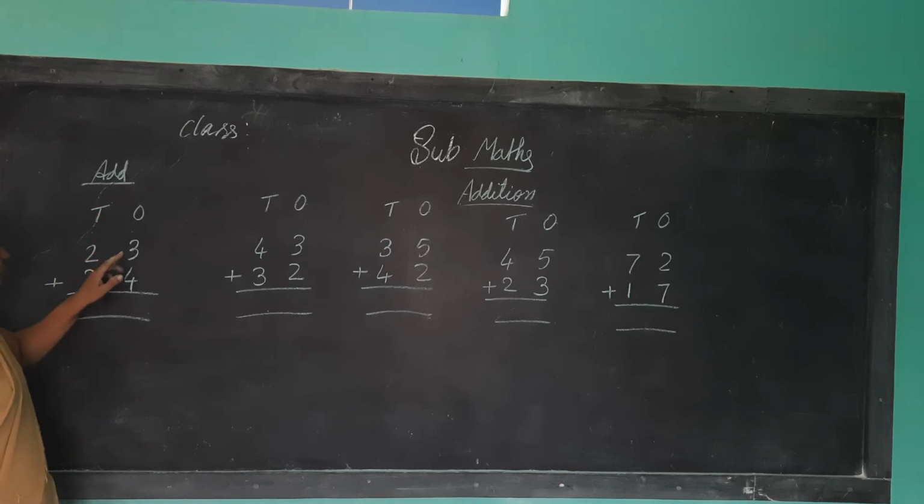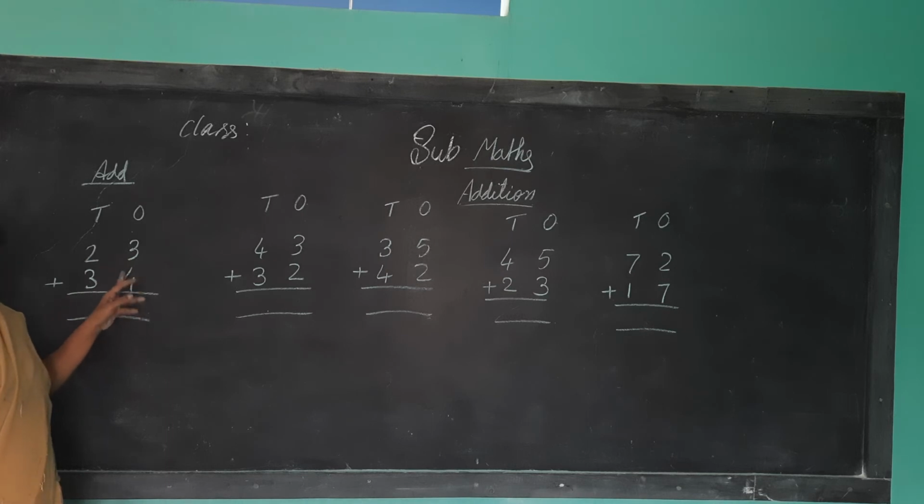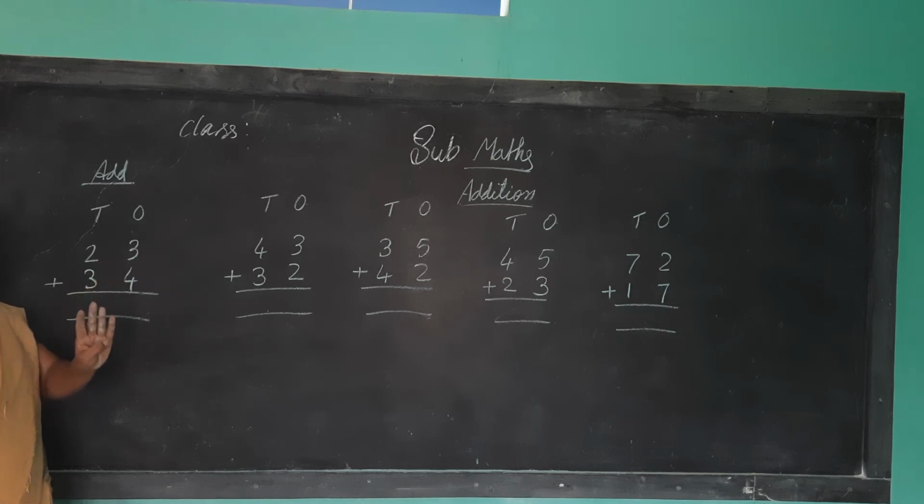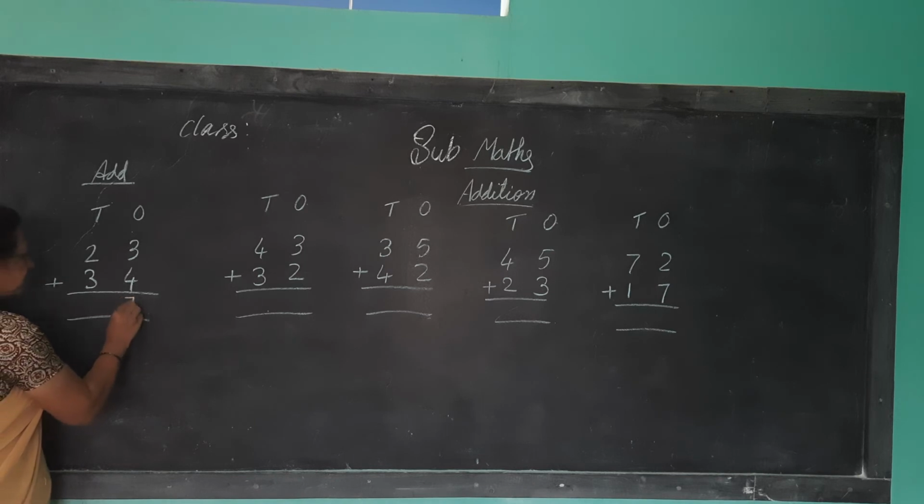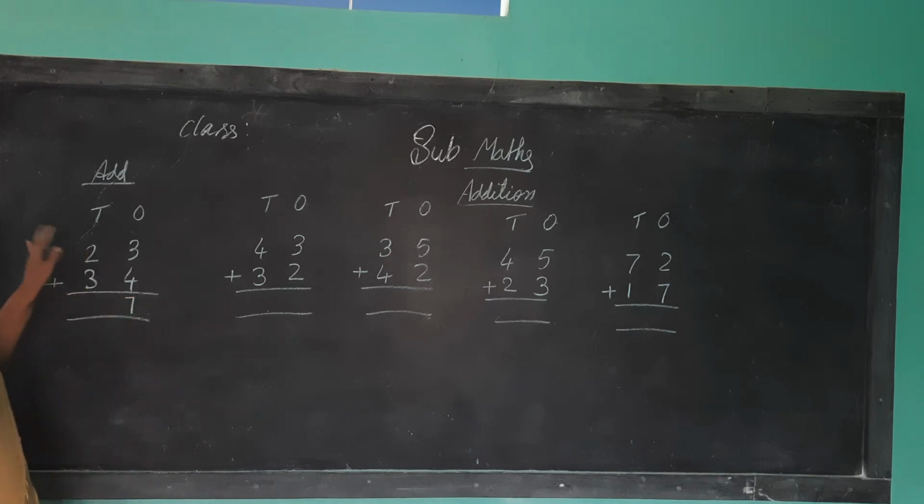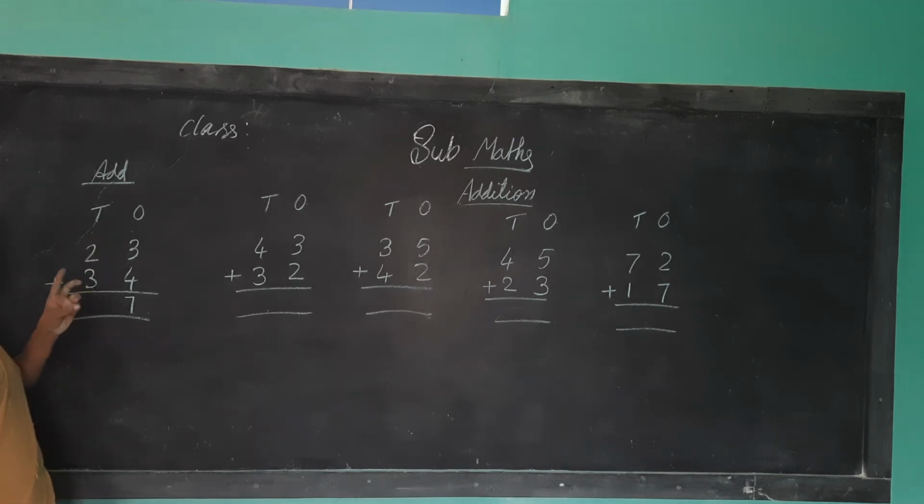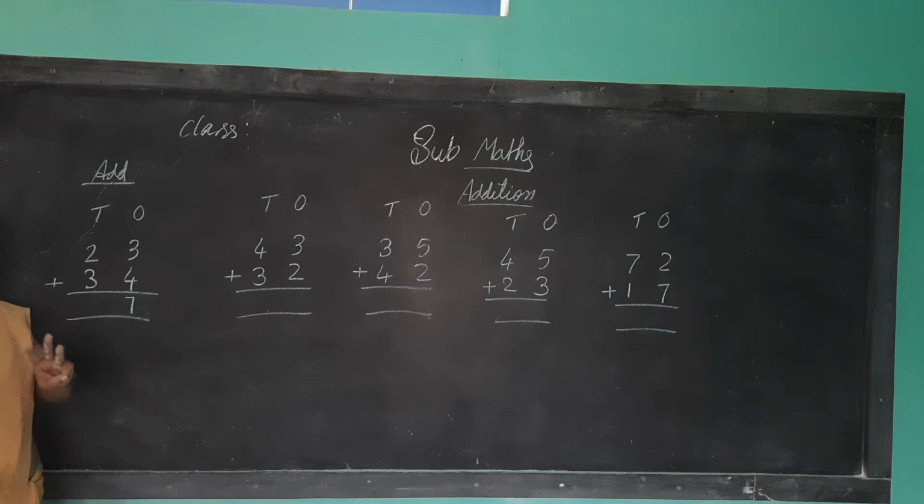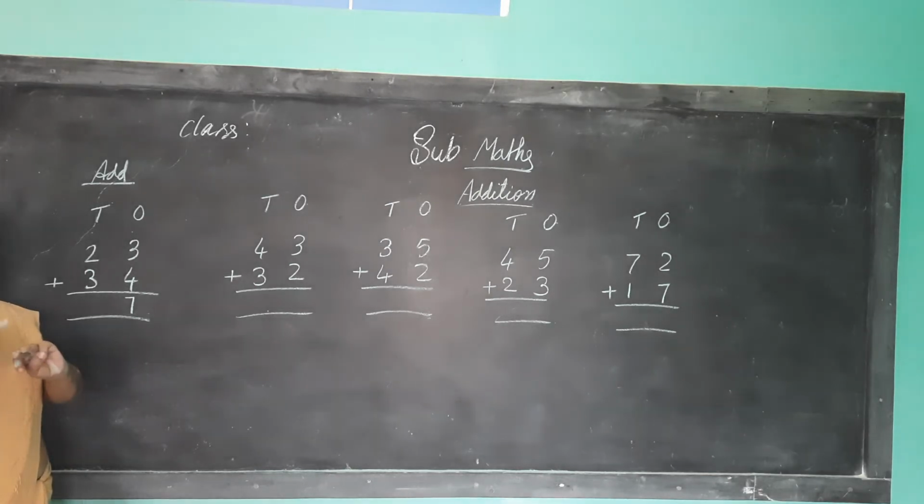So here in the ones place what is there? 3 and 4 is there, that is 3 plus 4. So 3 in the mind, 4 on the finger. After 3: 4, 5, 6, 7. In the tens place what is there? 2 is there. 2 in the mind, 3 on the finger. After 2: 3, 4, 5.